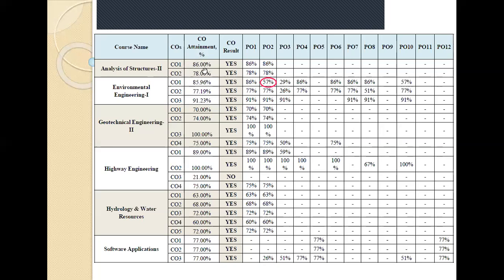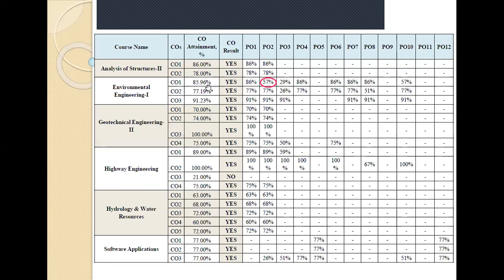So the percentage of attainment is 86%. And here PO1 is 86% and PO2 is also 86%. That means this CO is correlated with these 2 POs. In what fashion is it correlated? It is correlated very highly. That's the reason the exact percentage is totally mapped to 86 and 86. Similarly, the 78 also. That means it is highly mapped, a value of 3 or high, whatever it is, we can consider. Here they are using the 3-point scale: 1, 2, and 3.